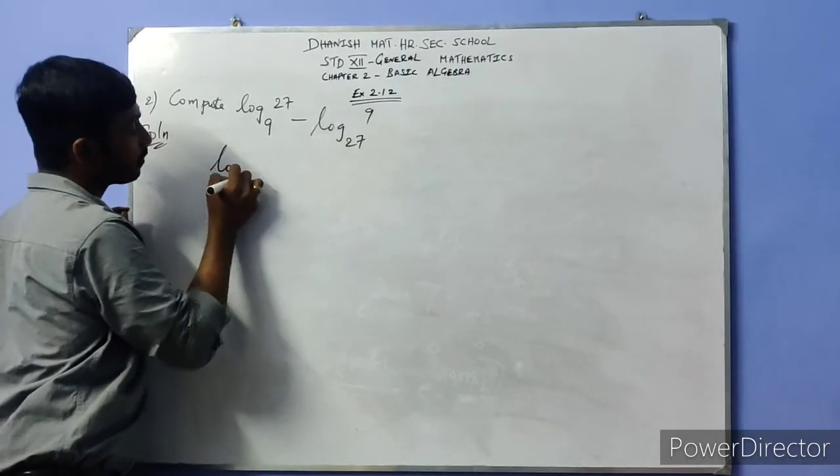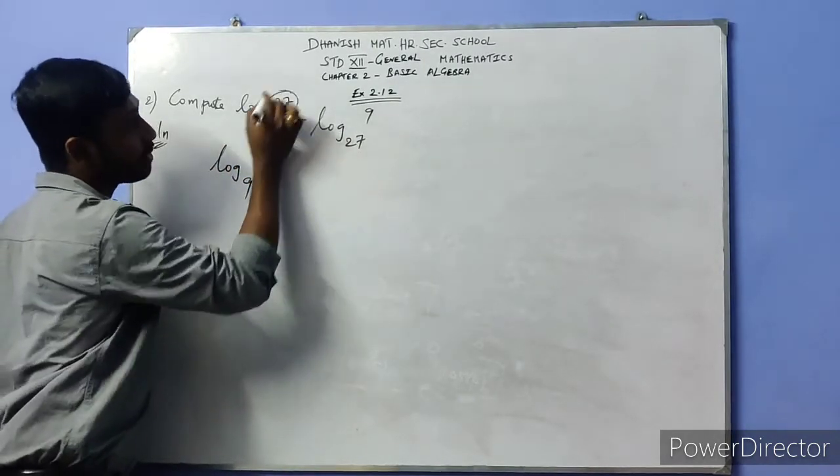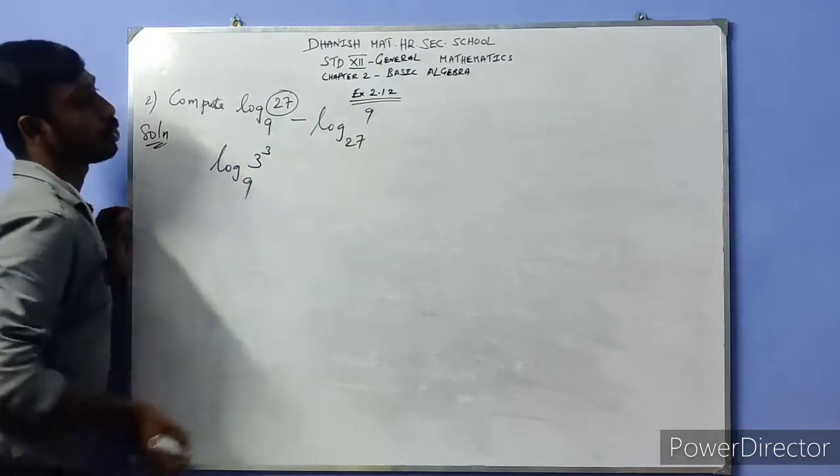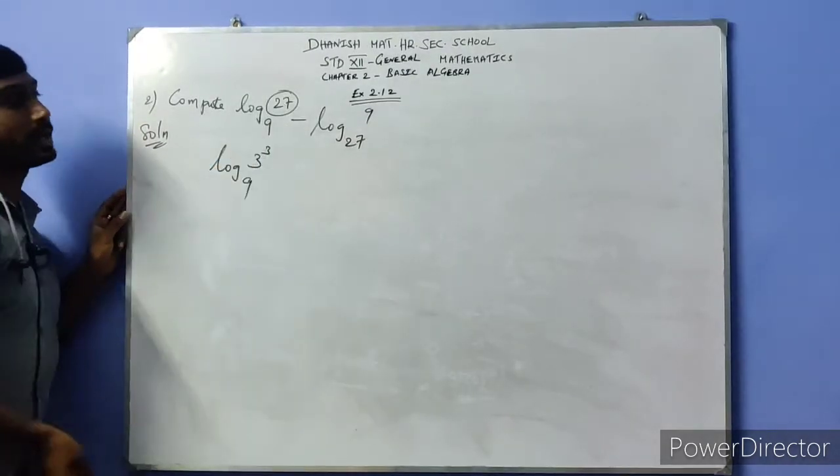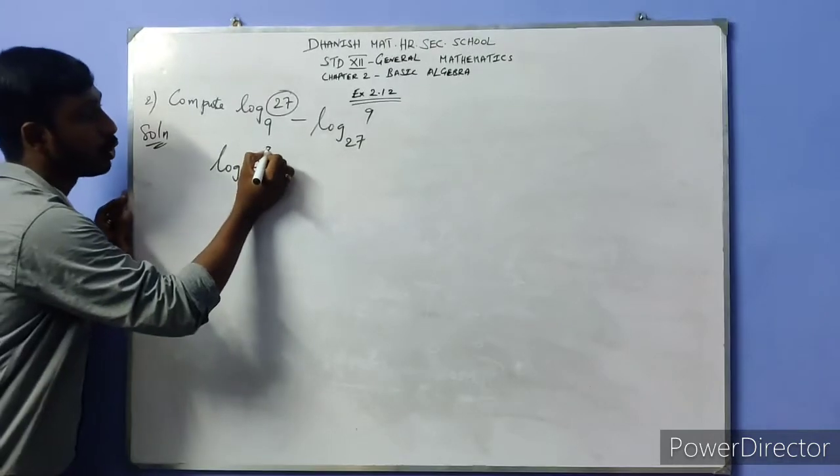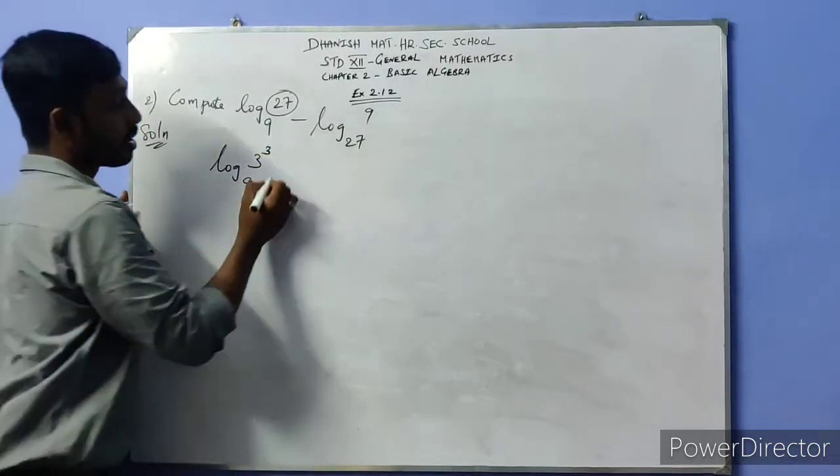Listen here. Log 9 here, this value you have to write like this, 3 squared. And for 27, taking the LCM, you get 3 cubed.